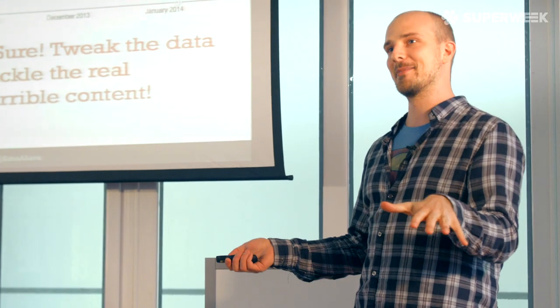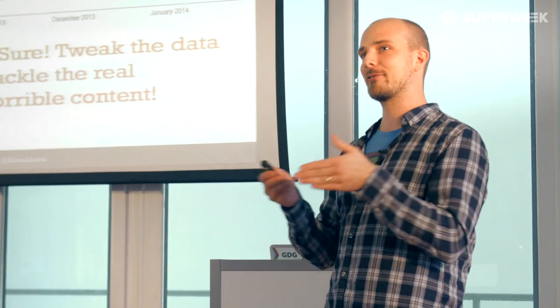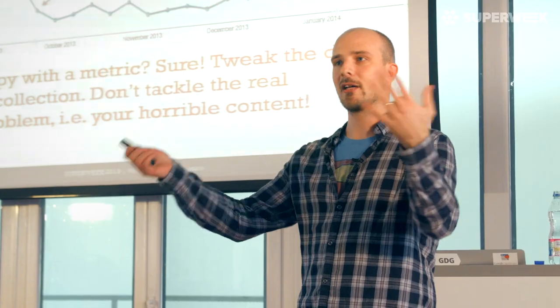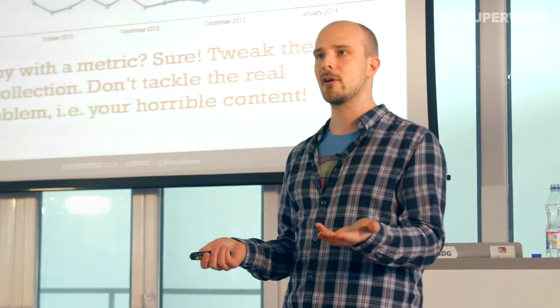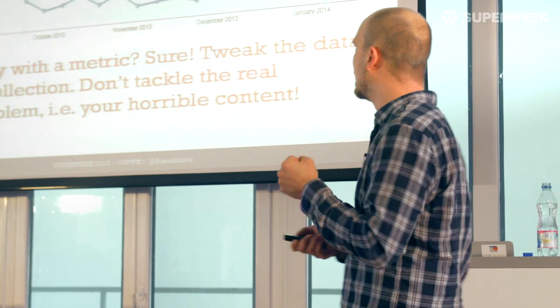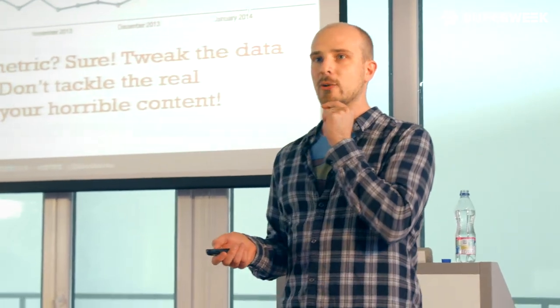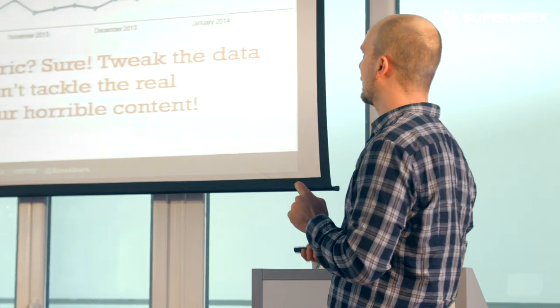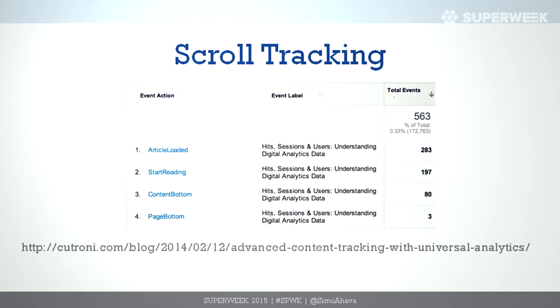So stop tweaking the metrics, because that's stupid stuff. Try to think of the big real reason back there. Why is your bounce rate so high? Do you have internal linking? Do you do that stuff at all? Do you have related posts? All these kinds of things. So I'm not very happy with adjusted bounce rate. Do not look for it on my blog. I might have an article I wrote about it some time ago, but do not look for it.